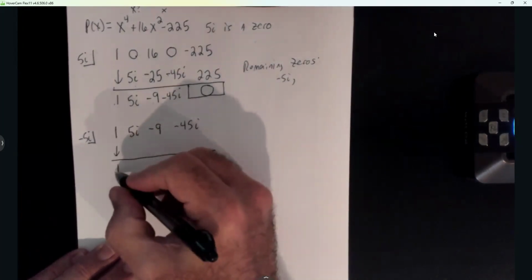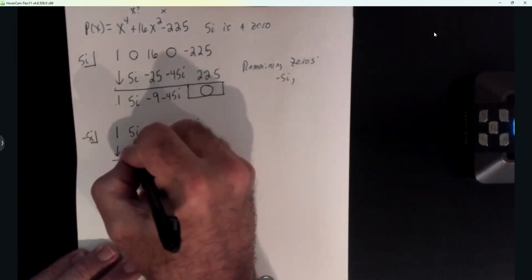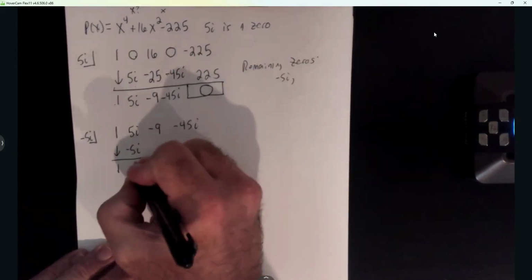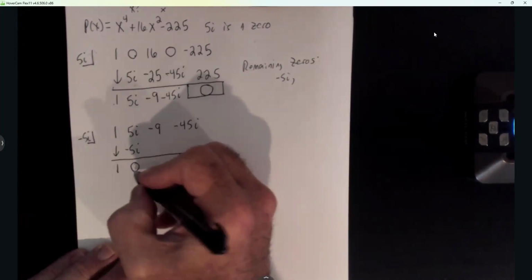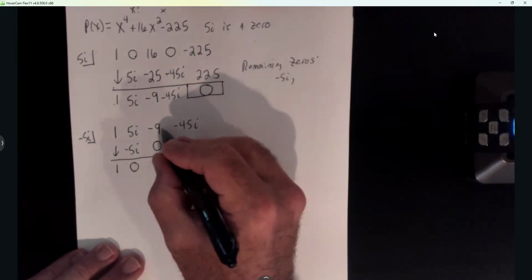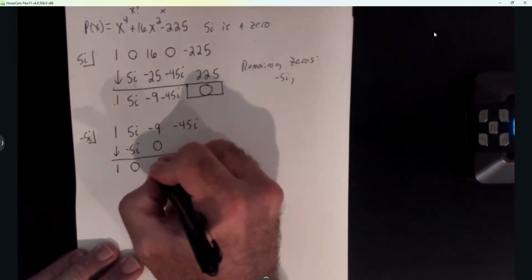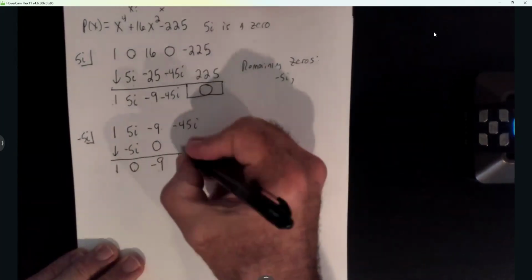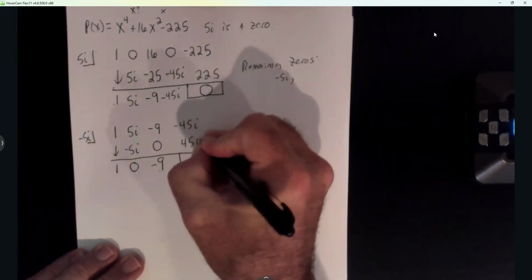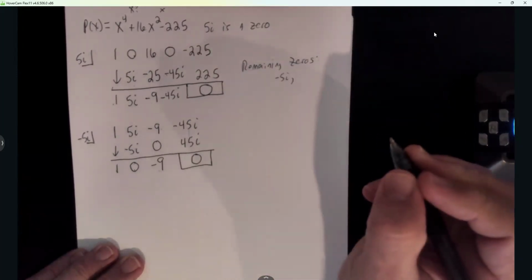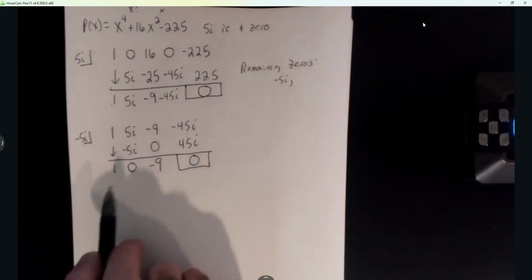So bring the 1 down. 1 times negative 5i is negative 5i. We all look at that: 5i and negative 5i give me 0. 0 times negative 5i is 0. Negative 9 plus 0 is negative 9. And y'all look here, negative 9 times negative 5i is a positive 45i. So these two will add and give me a 0.